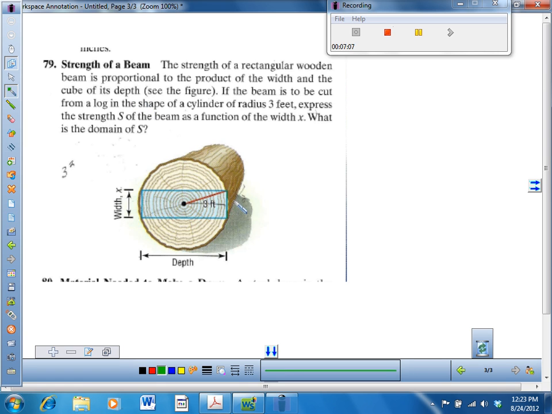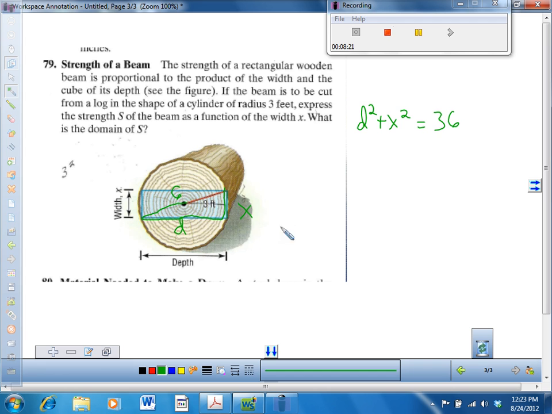So what I said, if I drew a big triangle here, like this, right? See that big triangle? This is D, right? And this is X. And what would the hypotenuse of that right triangle be? 6, not 3, because that's a radius, right? So you know that D squared plus X squared equals 36. Everyone see where I got that from? Right? Because that's a depth.